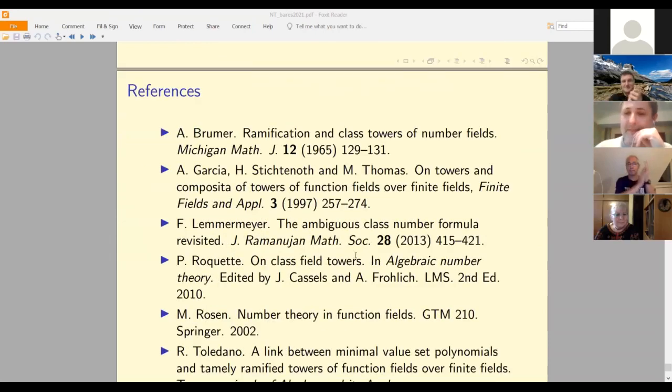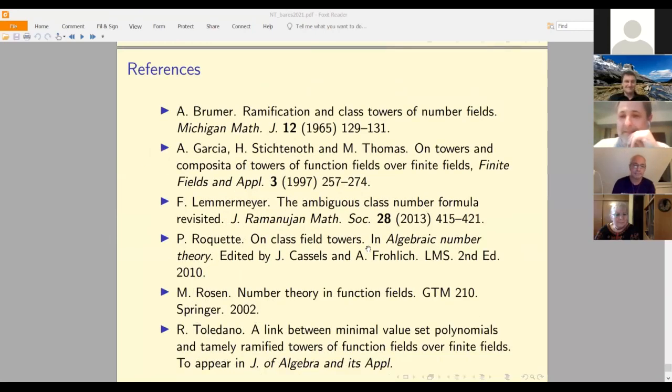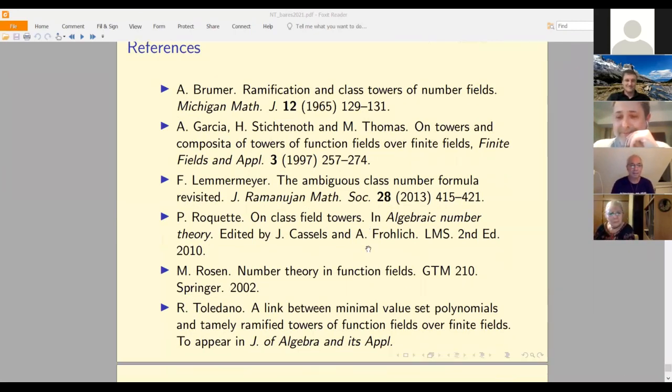This is the reference for all the works here, in case you want to study this kind of problems.